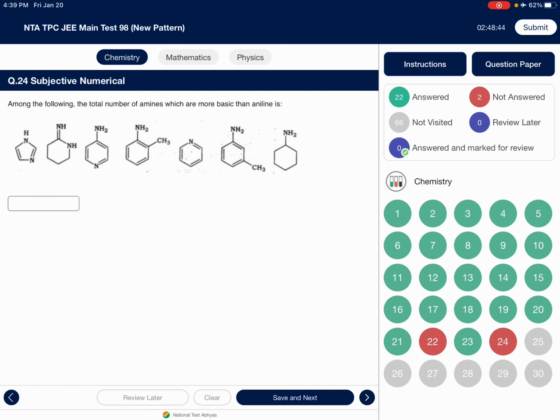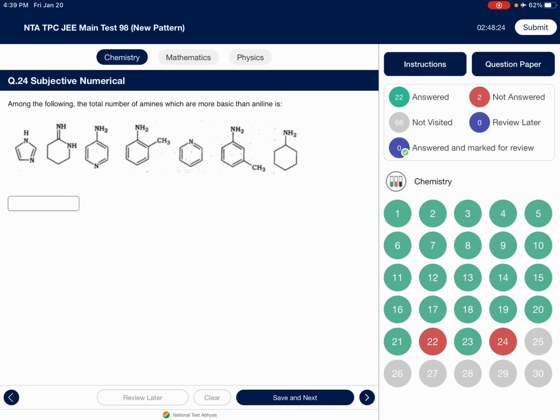Among the following, the total number of amines which are more basic than aniline. More basic than aniline: the last one. Inductive effect is there, so the last but one also. Third, last three, all the last three. And no, the middle one is not possible.